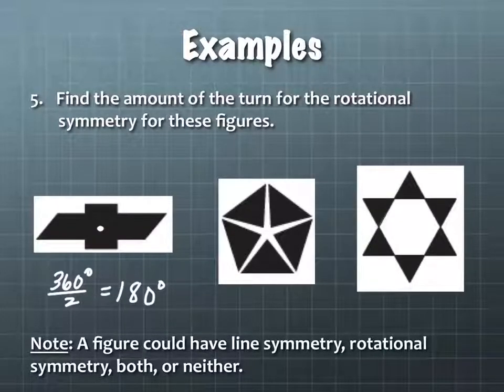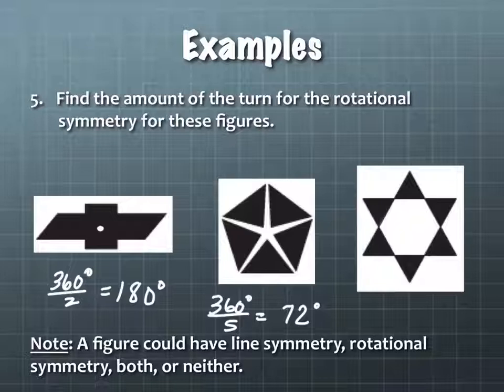What's your rotational symmetry for the next one? Is that Dodge? How many similar objects do you see in this one? 5. So if we take 360 divided by 5, what do we get? 72. Excellent. How many similar shapes do you have in the last one? 6. So if I took 360 divided by 6, I would have a 60-degree rotation symmetry.